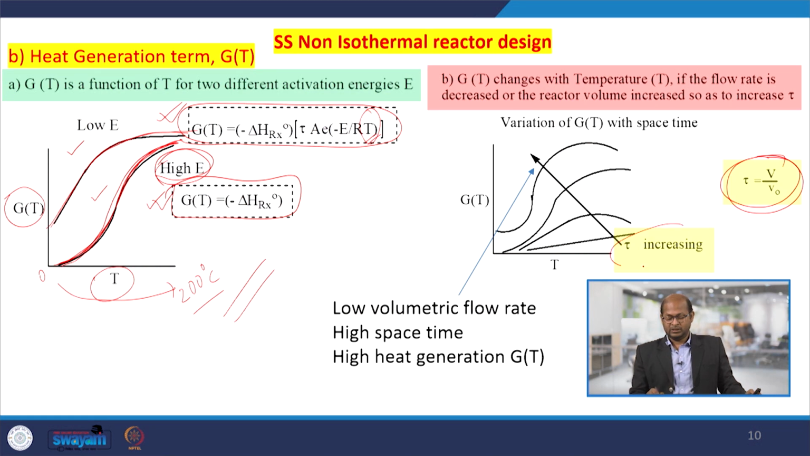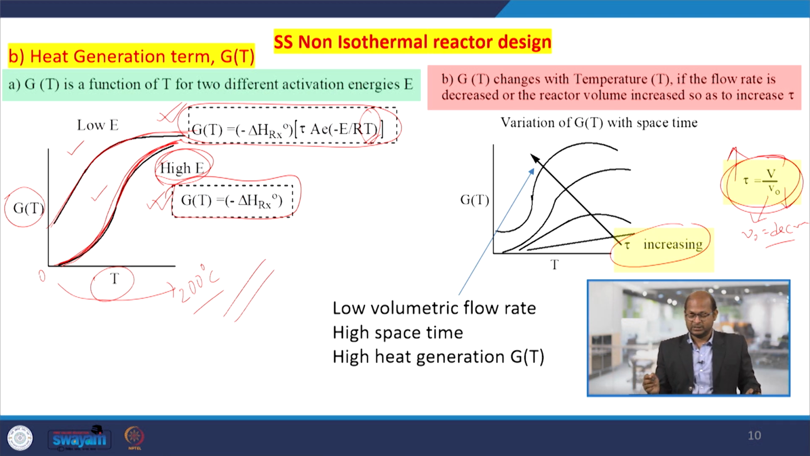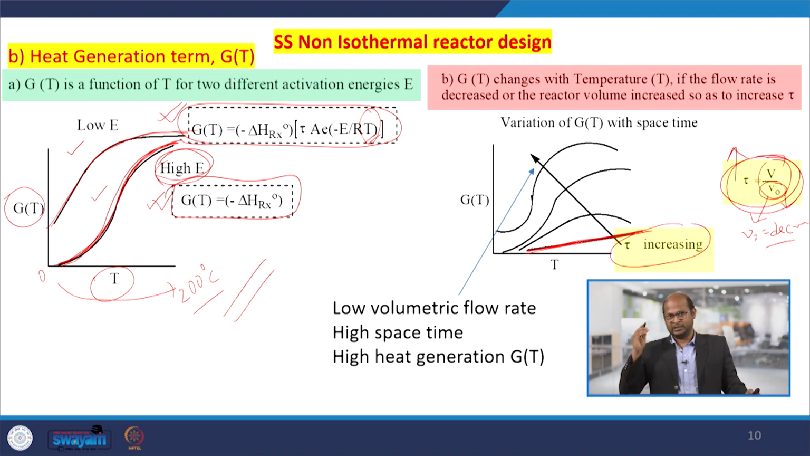So, if V naught is decreasing, then tau value will increase. If tau value is increased, let us say at a particular tau value, meaning volume by volumetric flow rate, this is fixed, then the heat generation line follows this. If tau value is increasing, how? The volumetric flow rate decreases. At the volumetric flow rate, feed is entering from the inlet of the reactor. If we decrease it, then tau value will increase, and then these lines will follow.